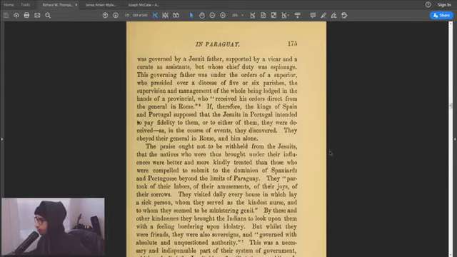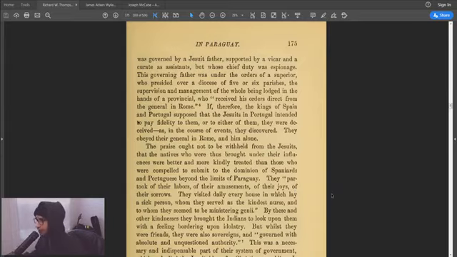They, quote, partook of their labors and their amusements, of their joys, of their sorrows. They visited daily every house in which lay a sick person, whom they served as the kindest nurse, and to whom they seemed to be ministering genii, which is a demonic entity, right? The genii, the jinn, the genii of Arabian Gnosticism, Manichaeism.